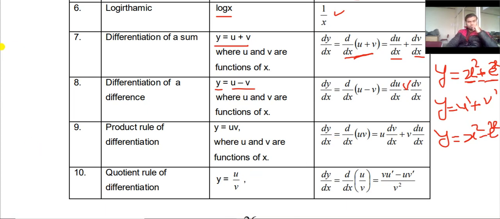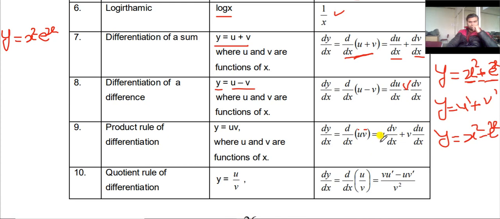Next, suppose y is a function of u and v, and u is your x square and v is your e to the power x. So they are in product form. To differentiate this type of function, the formula is first function into differentiation of second function plus second function into differentiation of first function. Here your first function is u and second function is v.